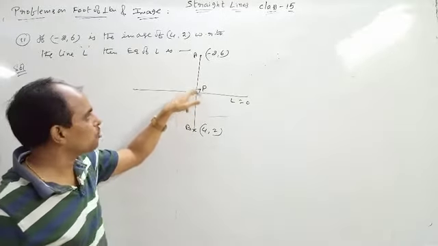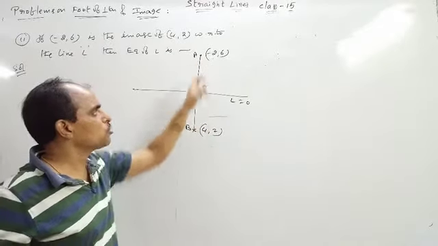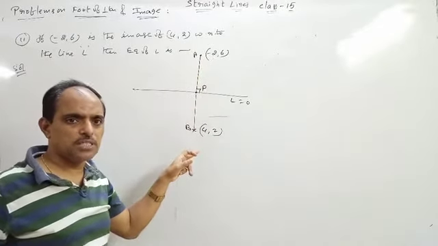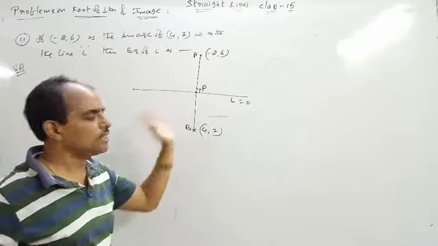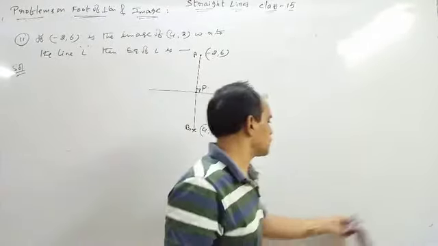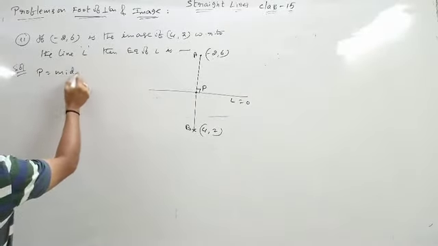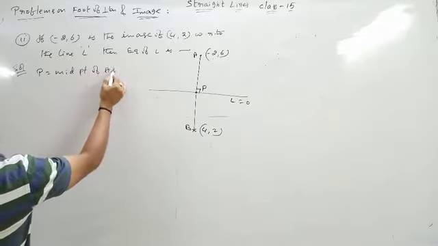Then what about the slope? This line is perpendicular to this one. We know these 2 points, so you can find the slope of AB, and directly you can find the slope of that line also. Now, P is equal to the midpoint of AB.